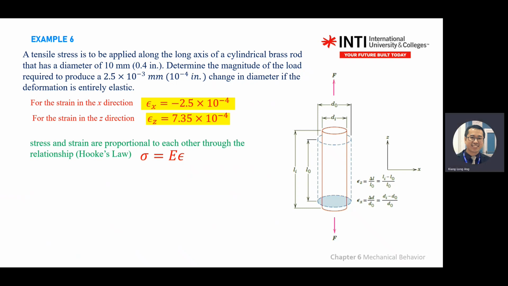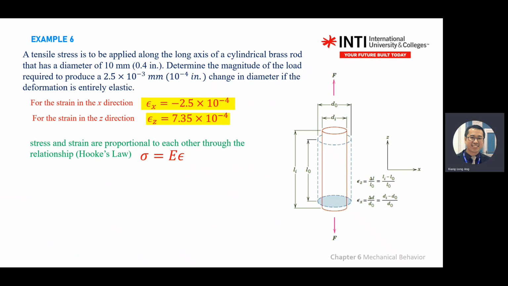Here you need to find the load. So you recall what equations you can use to find the load, which is stress equal to capital E times strain. Stress is force divided by area. Okay, so there will be one of these that you can use. Here the force is missing. So you substitute stress equal to F divided by A equal to modulus Young times strain.